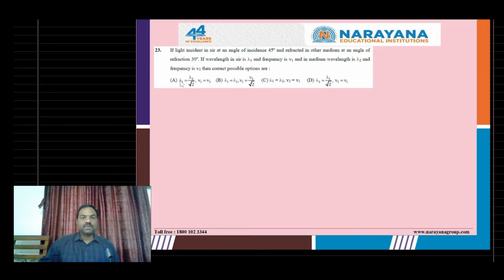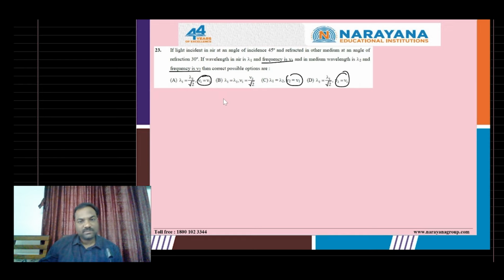In the next question, they have given a very easy question. Light is moving from one medium to another medium. They're asking the relation of wavelength as well as frequency. We know that as a wave travels from one medium to another medium, there will be no change in frequency. We have three options out of A, C, D; one will be correct.